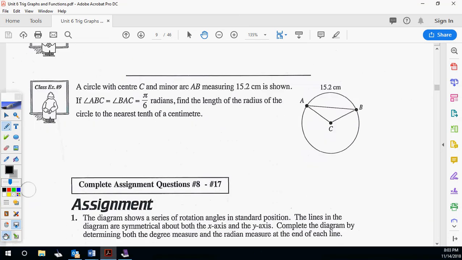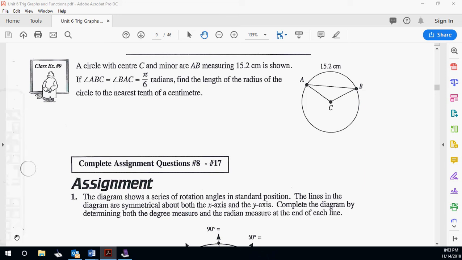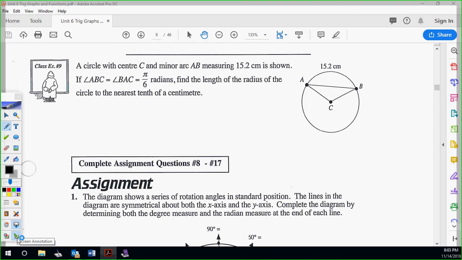Example 9, last one. Okay, a circle with a center C and a minor arc AB measuring 15.2 is shown. If angle ABC and angle BAC equal pi over 6 radians, find the length of the radius of the circle to the nearest tenth of a centimeter. Okay, so what that means is angle ABC is pi over 6, and BAC, so these ends are the same, pi over 6, is what it's telling us.